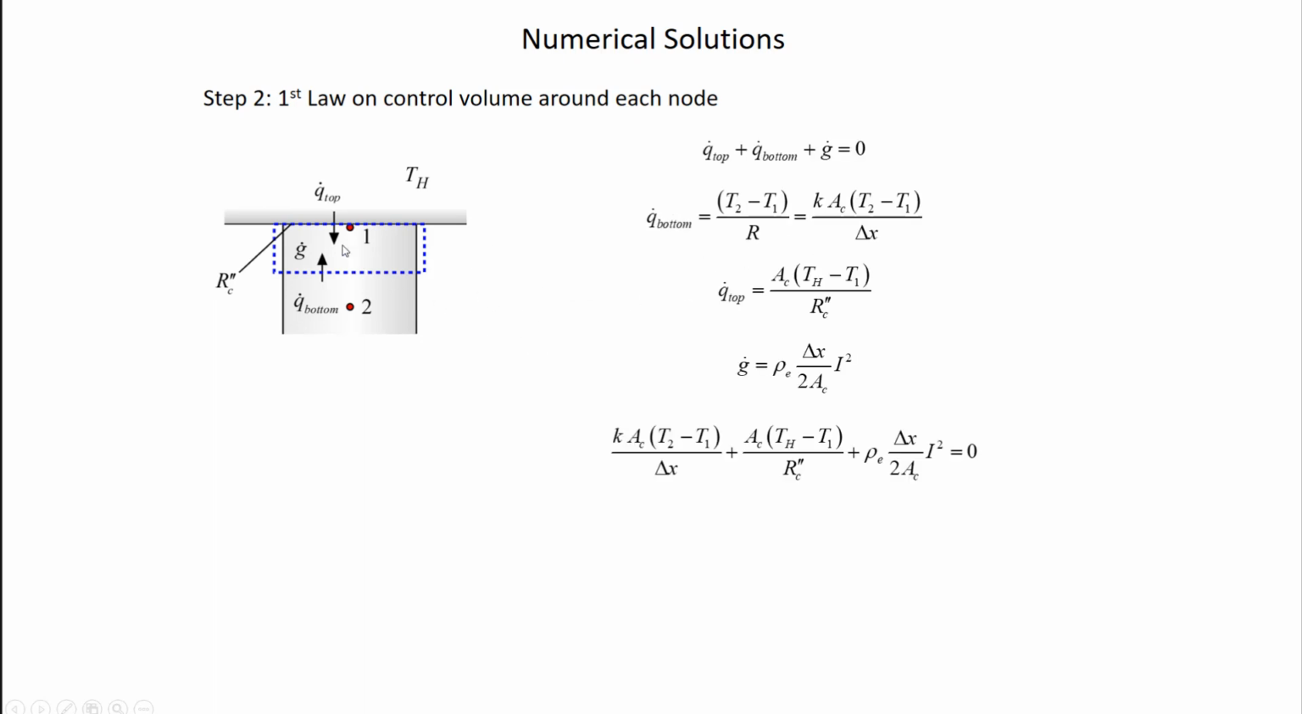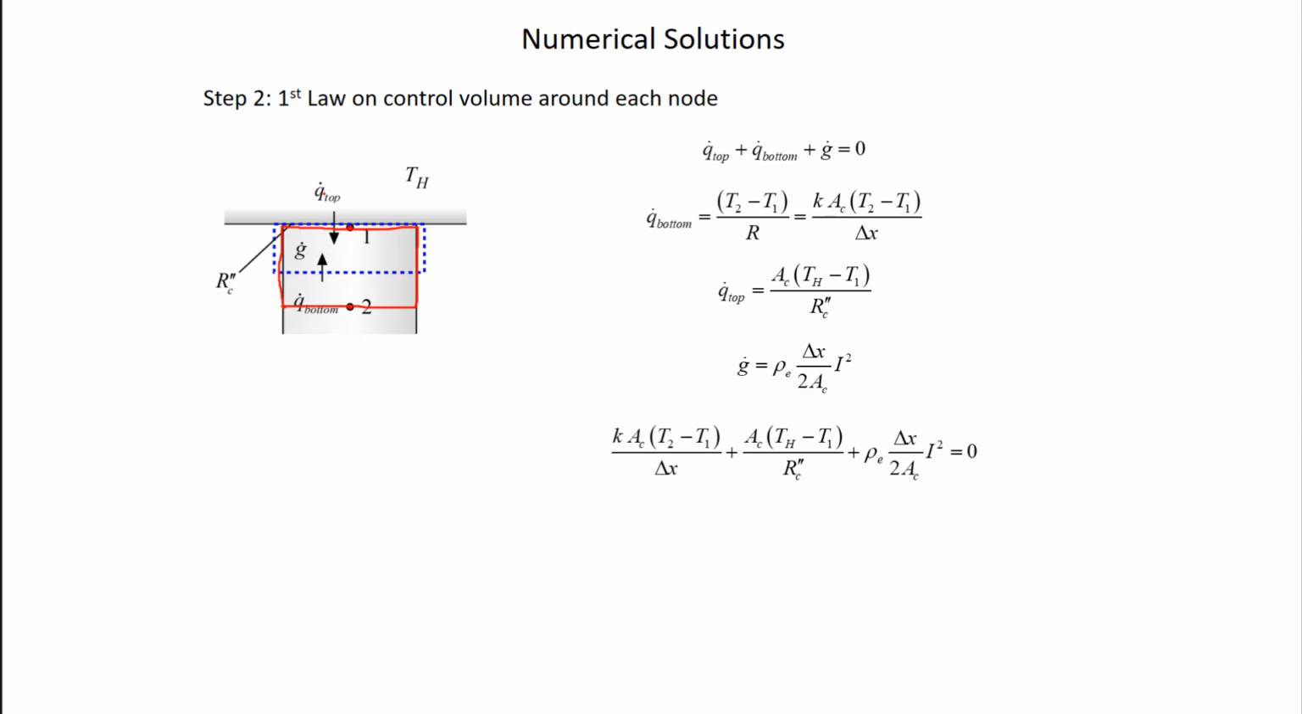So Q dot bottom is no different than it was before. I have this thing being drawn as going from 2 to 1, so it'll be T2 minus T1. And then T2 and T1 are separated by the resistance of all this material here. Right, so let's see if I can make this work again. So it's the same amount of material that lies between T2 and T1. So this is going to be delta X over Ka.